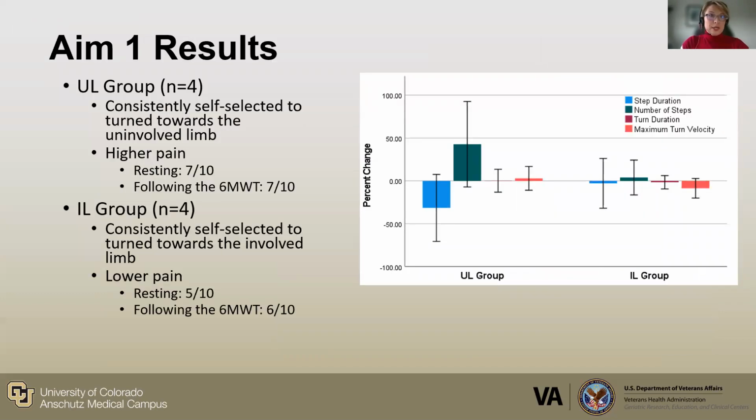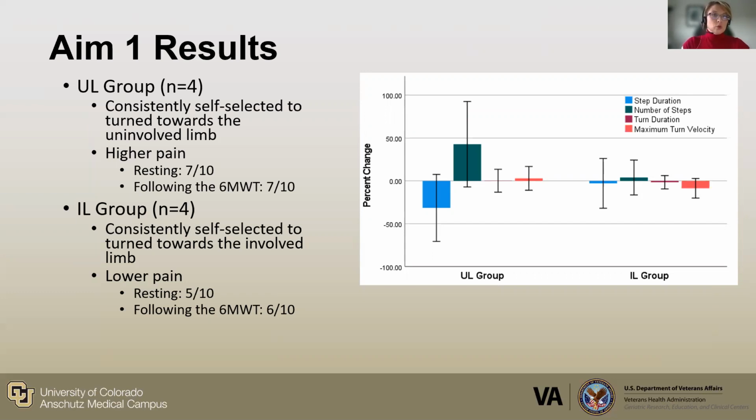When we look at our comparison between groups, the UL group reflects a person that self-selected to turn away from the involved limb or towards the uninvolved limb. So if someone had right hip osteoarthritis, that meant that they consistently self-selected to turn to the left. If we had that same participant and they were in the IL group or the involved limb group, that meant if they had right hip osteoarthritis, they were consistently turning to the right. So we had an equal split. We had 4 in each group.